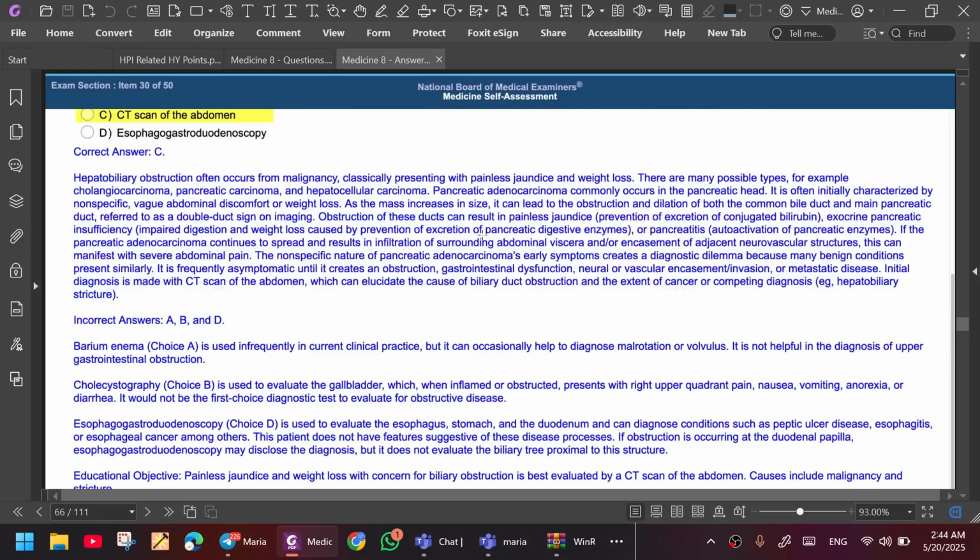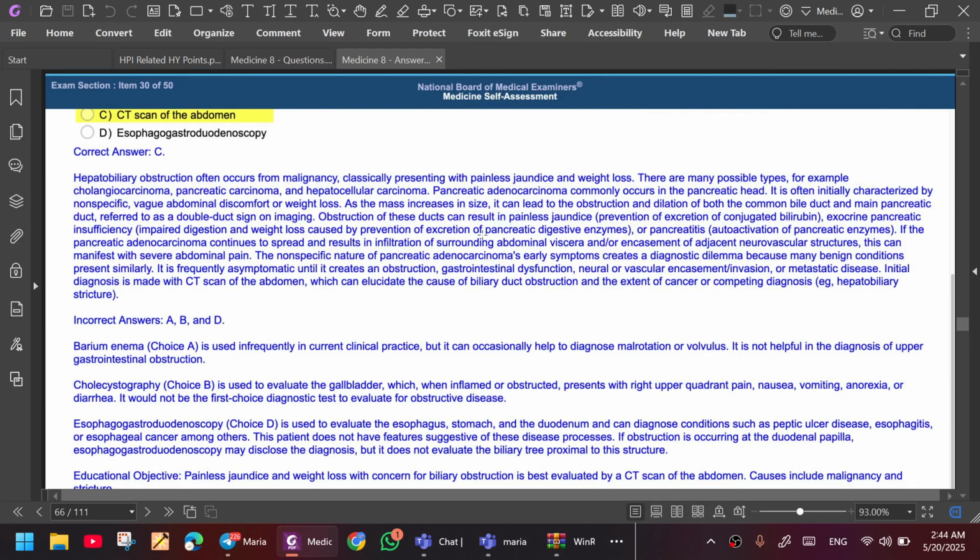GI dysfunction, neural or vascular encasement, invasion, or metastatic disease. Initial diagnosis is made with CT scan of the abdomen, which can elucidate the cause of biliary duct obstruction and the extent of cancer, or competing diagnosis, hepatobiliary structure.